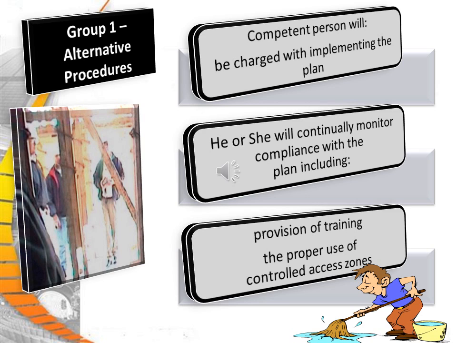A competent person will be in charge of implementing the plan. He or she will continually monitor compliance with the plan, including the provision of training and the proper use of controlled access zones.